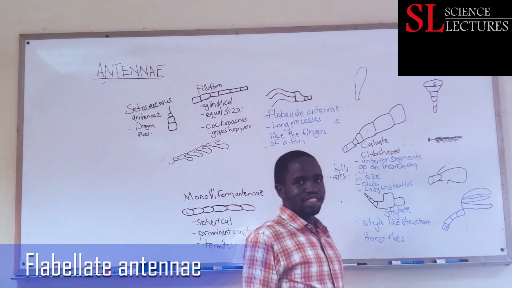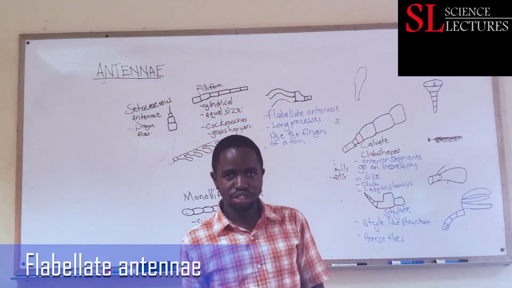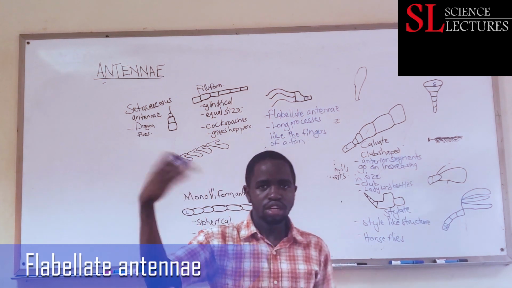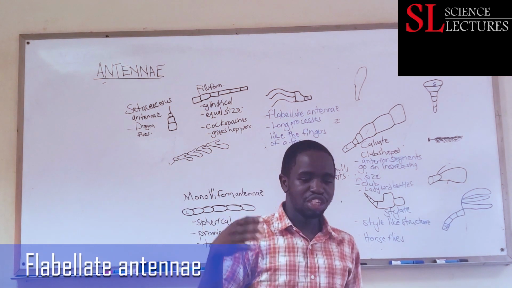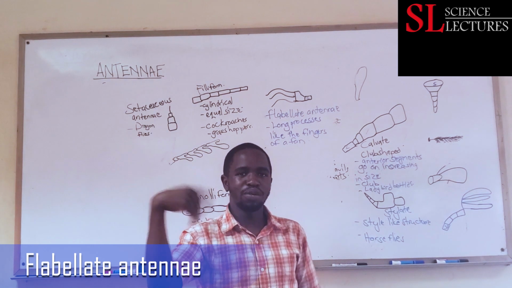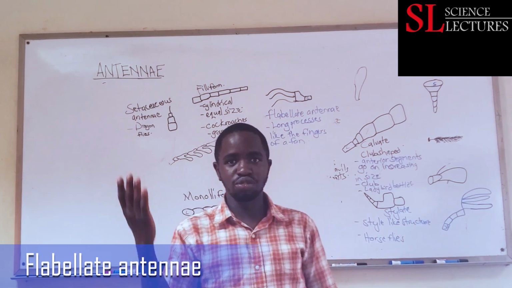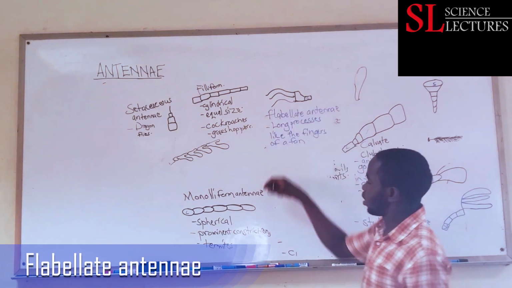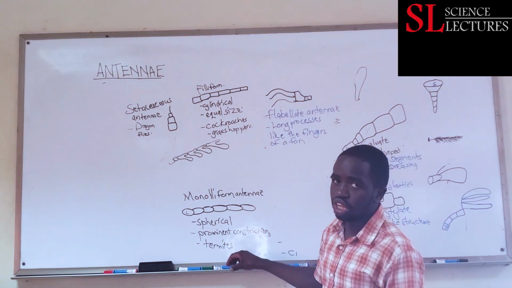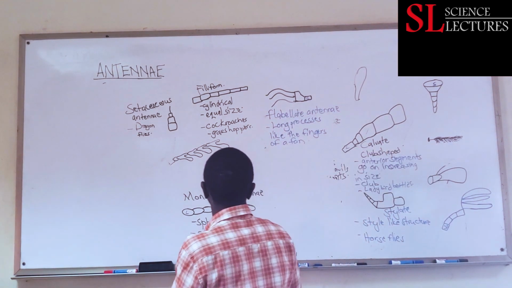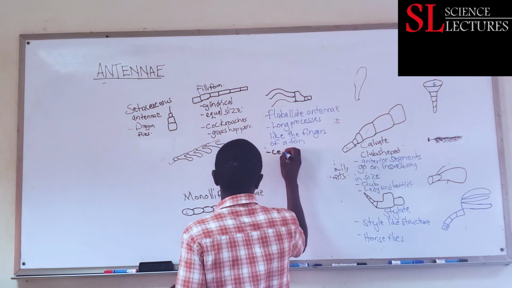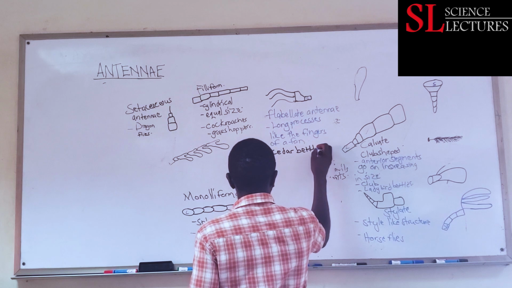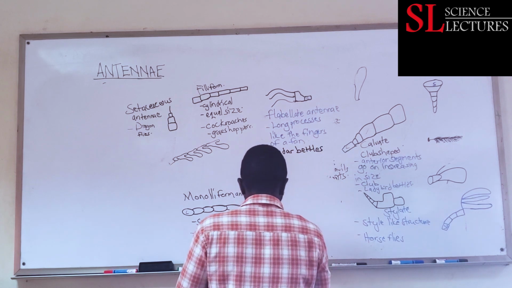In the past, there were no electric fans. People used to have fans that were just for moving around the body. You flap it over your body so that it generates air currents that cool the body temperature. So flabellate antennae look like those ancient fans, and they are very common in the cedar beetles.